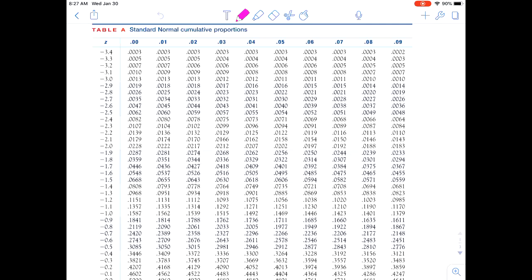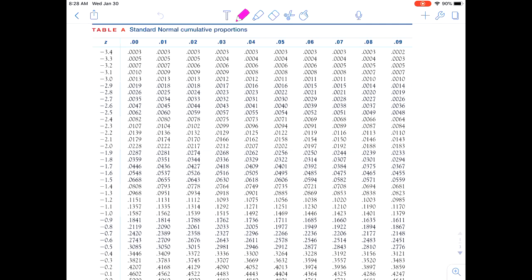So here, negative 1.5, that's our first chunk, so we find that value here. And then we had negative 1.58 for our z-score. And so 8 is over here, so we join them up. Looking at this, on your table, you should find 0.0571.